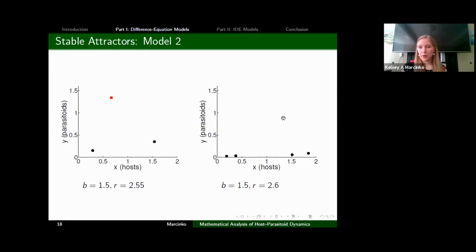For the parameter values that are just outside the coexistence equilibrium stability region, we'll see that the equilibrium is no longer stable, so it's not a stable attractor. And instead, I have a 4 cycle here where the population is going to be oscillating between these 4 different points. Notice that the parasitoid value of this is decreased as we've moved from this scenario to this scenario. So very low parasitoid values, and the host is oscillating both above and below the carrying capacity.